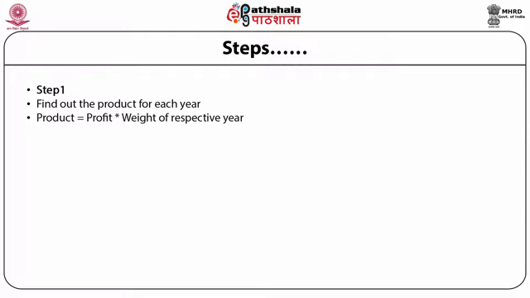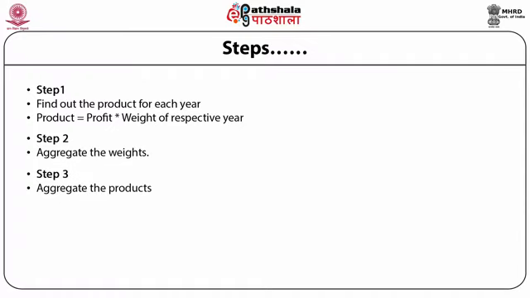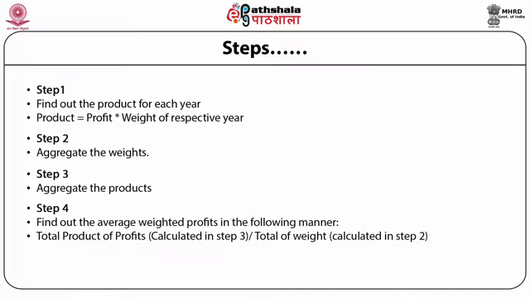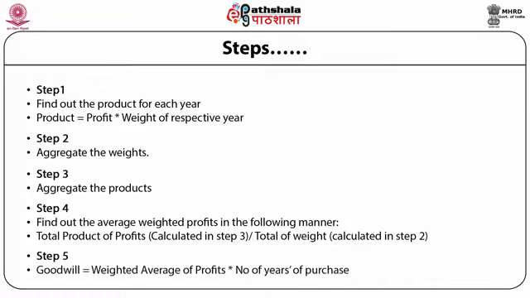In step 1, the product for each year is calculated. Product means profit multiplied by weight of the respective year. In step 2, the aggregate of the weights is done. In step 3, the aggregate of the products is done. In step 4, the average weighted profit is calculated with the help of the formula, that is, total product of profits calculated in step 3 divided by total weight calculated in step 2. Lastly, goodwill is calculated with the help of the formula: weighted average profit multiplied by number of years purchase.